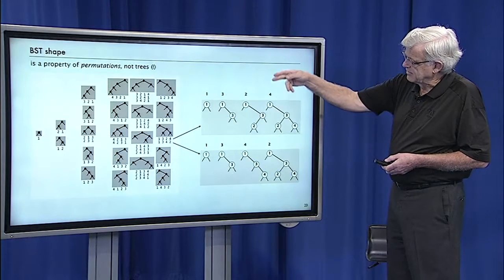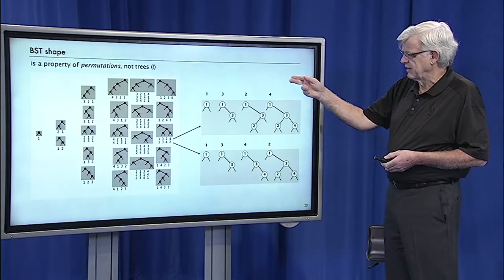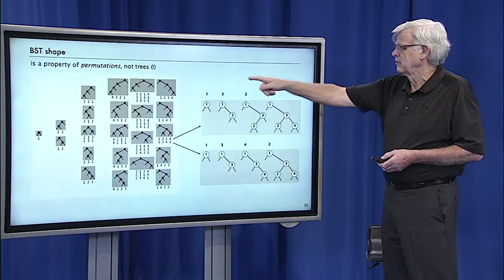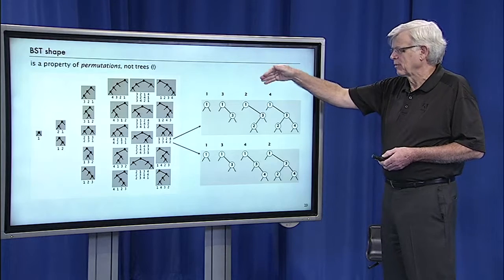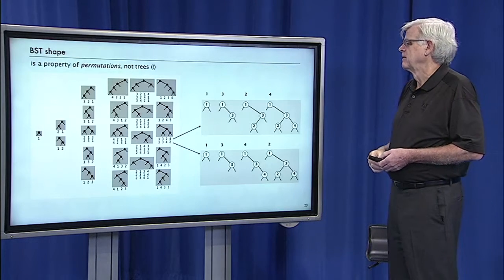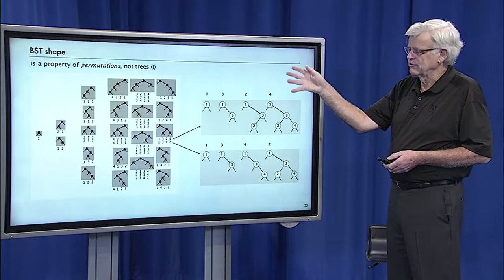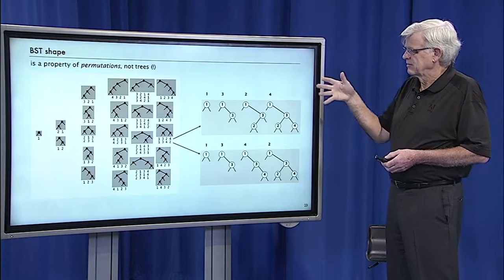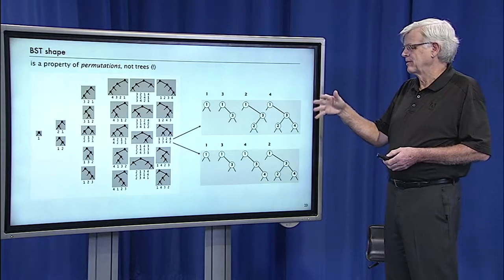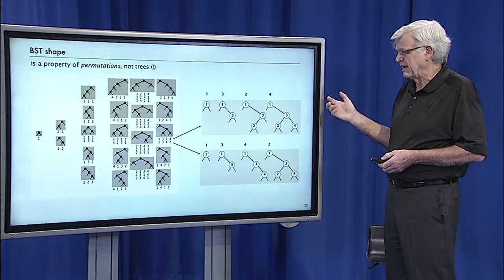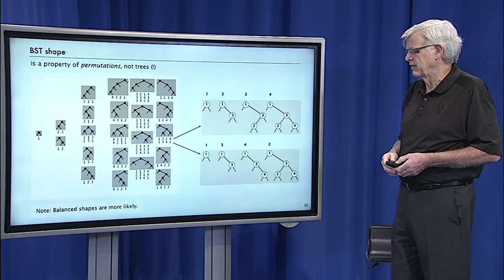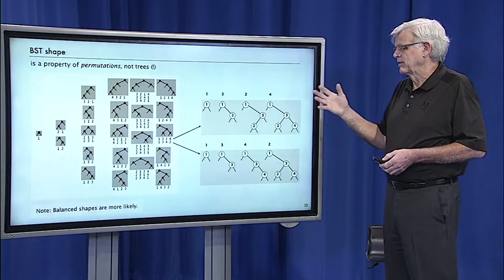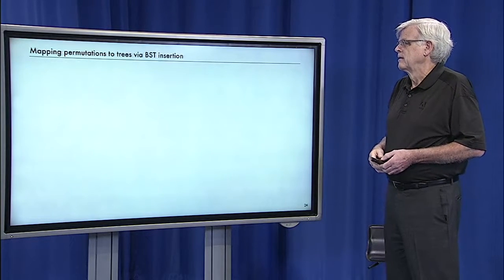And on the other hand, the tree where the keys come in all in order, 1, 2, 3, 4, that's the only permutation that gives that shape. The ones that are more balanced, there are more permutations that give rise to them. That's an important observation to try to understand why we get more balance with binary search trees than with binary trees. So that's an observation, and we're going to validate that.